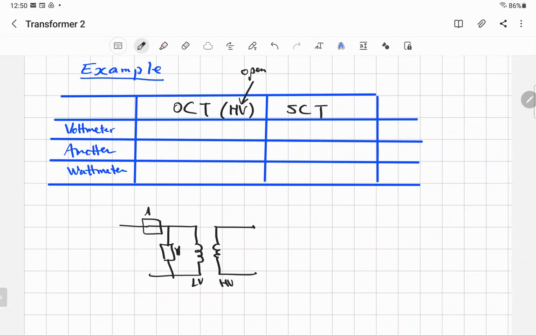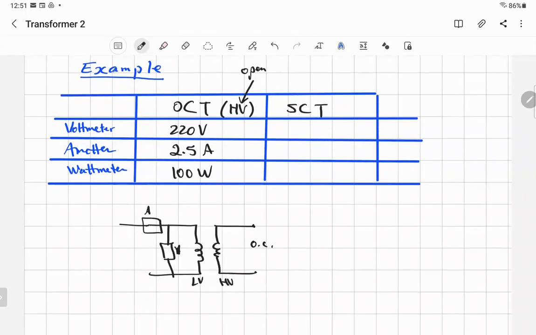What they measure here on the low voltage side, with the high voltage side open, was 220 volts, 2.5 amp, and the power 100 watts. That's for the open circuit test.